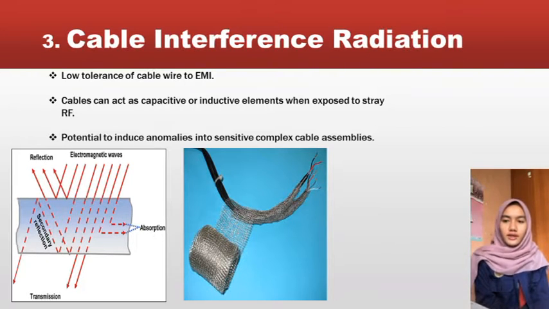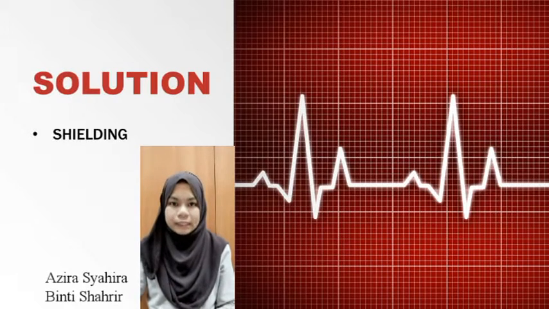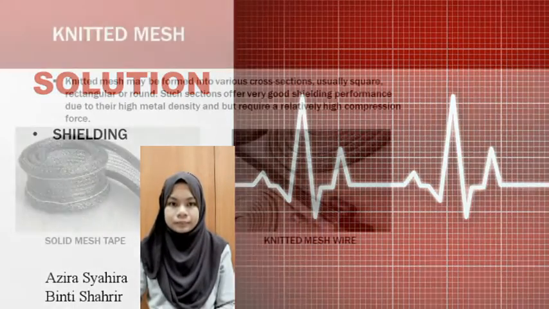So large inductive pulse sources such as elevator motors, industrial relays, solenoids, generators, and etc. all have the potential to induce anomalies into sensitive complex cable assemblies. Solution for EMI in medical equipment can be done by shielding method.